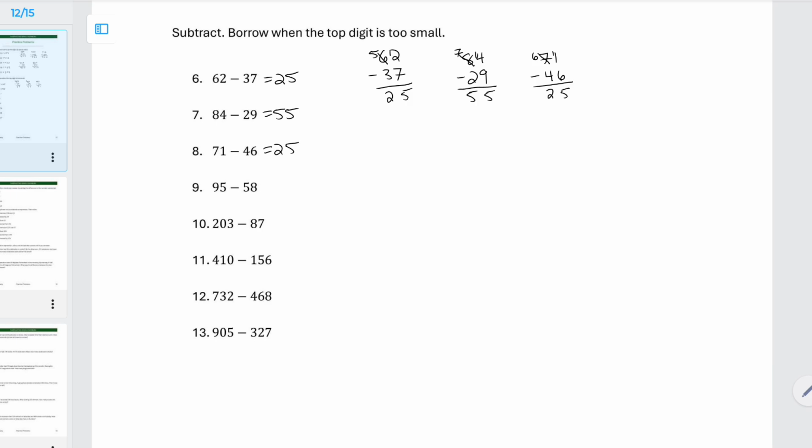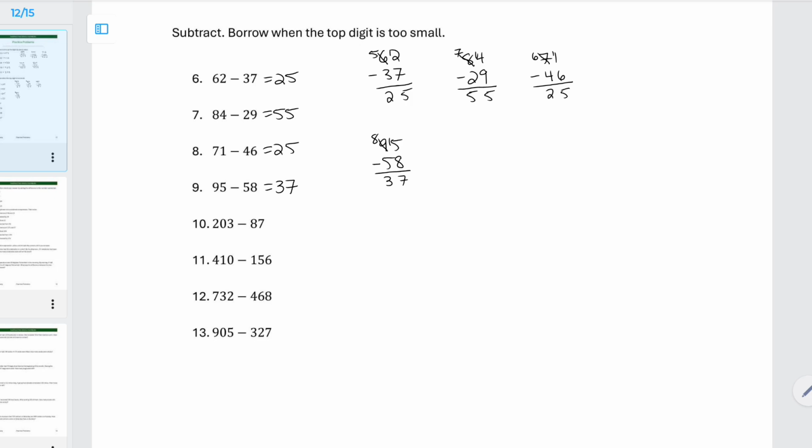For number 9, 95 minus 58. 5 minus 8 won't work, so we're going to go to that 9 and turn it into an 8. We're going to turn the 5 into a 15. 15 minus 8 is 7. 8 minus 5 is 3. Our answer is 37.